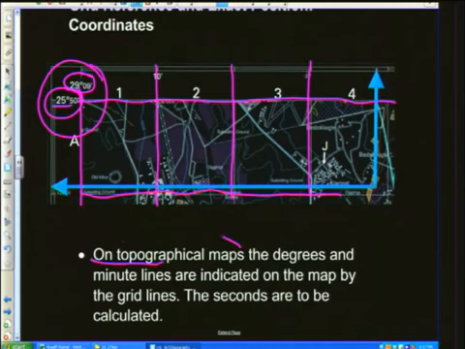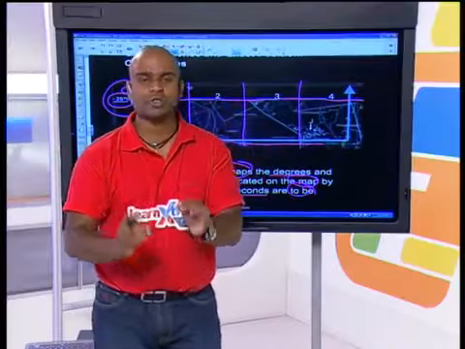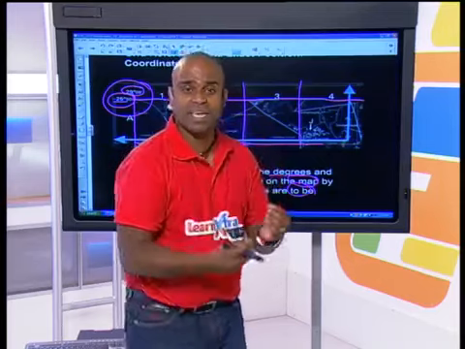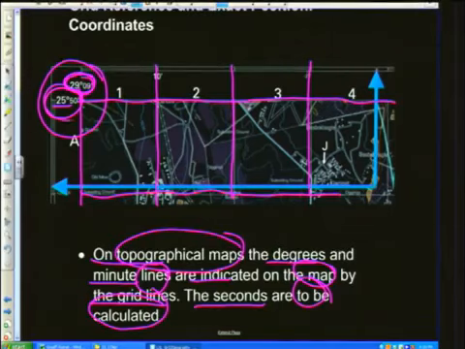On topographical maps, the degrees and minutes lines are indicated on the map by the grid lines. The seconds are to be calculated, which is the essence of what we're going to do today, guys. It's easily understood how to get to your degrees and minutes, and that can be extracted from the map itself, as you have seen in this example.